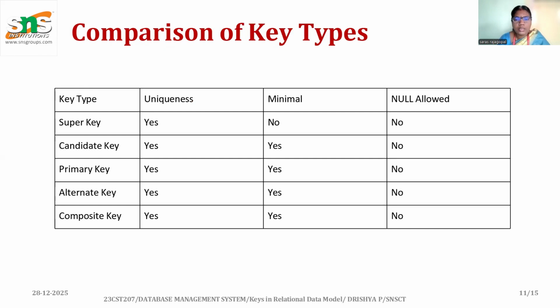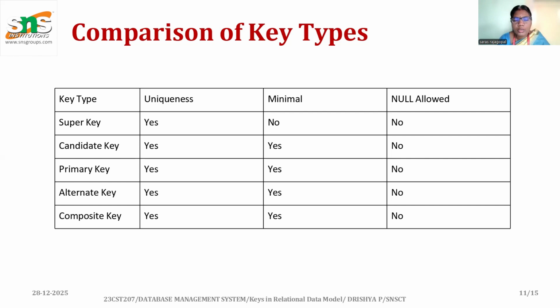The comparison of key types. Before that, we saw many different types of keys. In this table, we explain the different types of keys used in the relation table. Super key maintains uniqueness. Candidate key, primary key, alternate key and composite key also maintain uniqueness. Super key has more than one key and is not minimal.